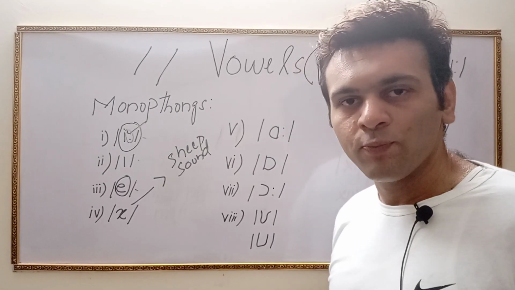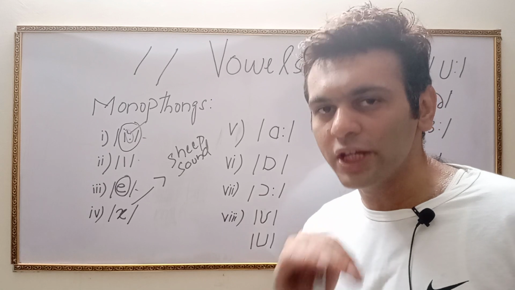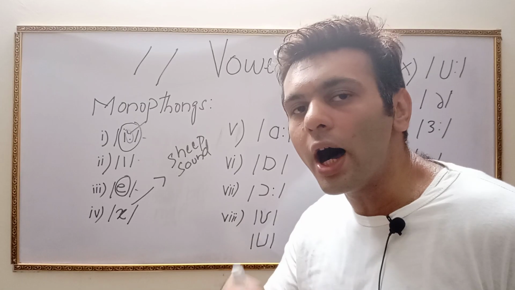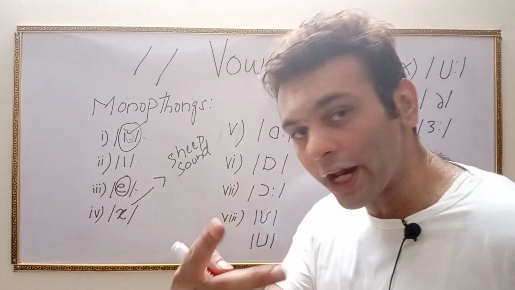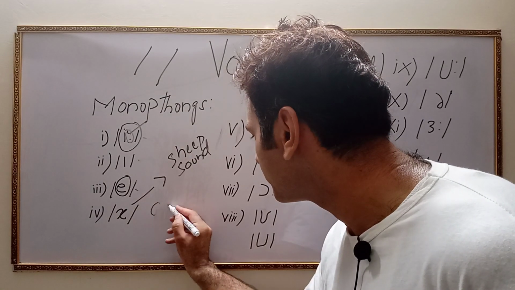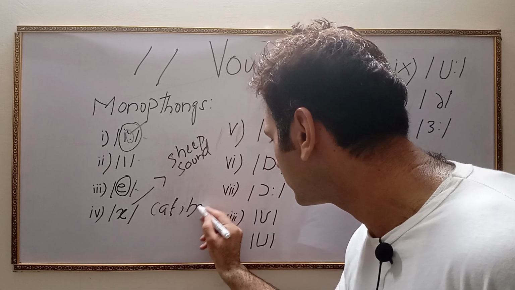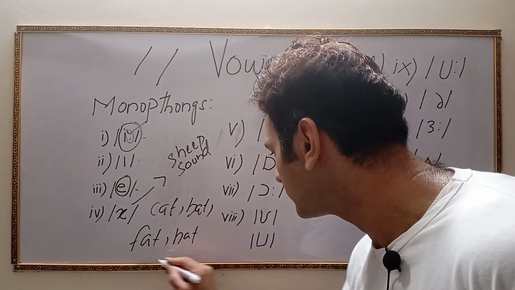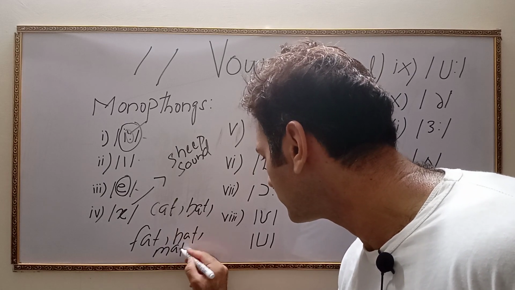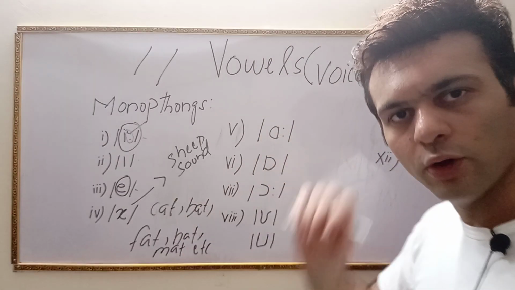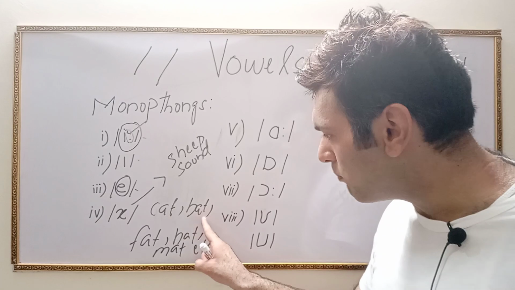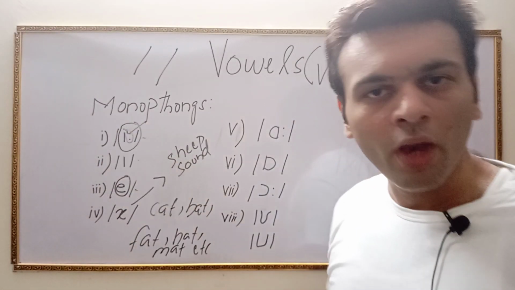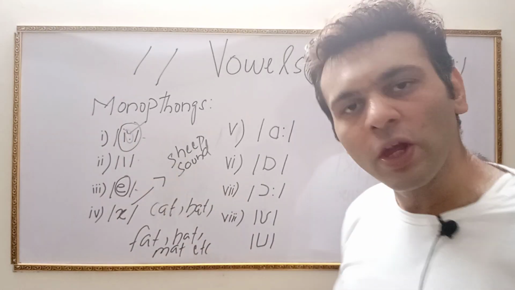Sheep sound. Why? Because whenever we pronounce this monophthong, it sounds like the sheep sounds. You can identify this particular monophthong in words like so and so forth. Cat, bat, fat, hat, mat, and you can extend the examples further.